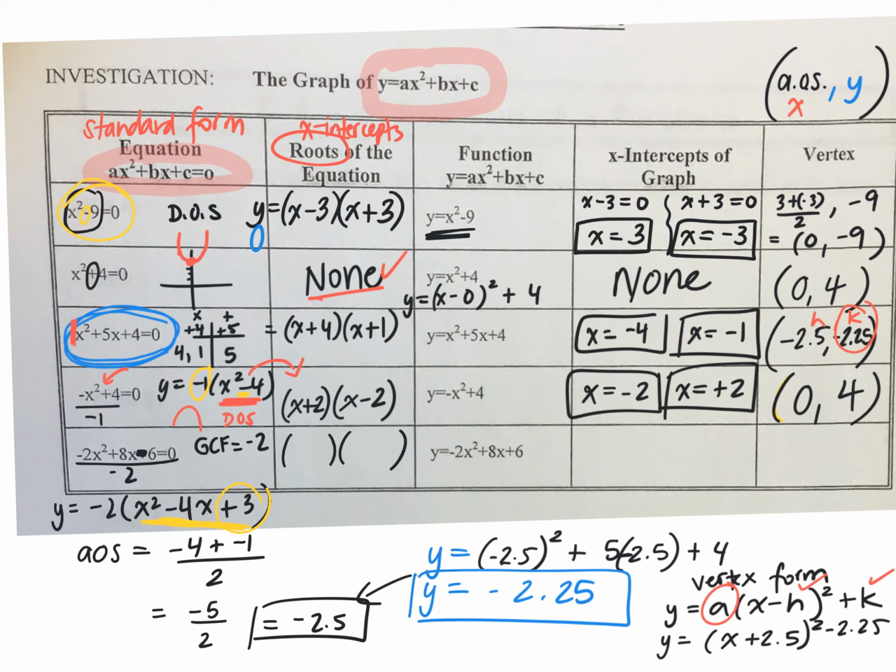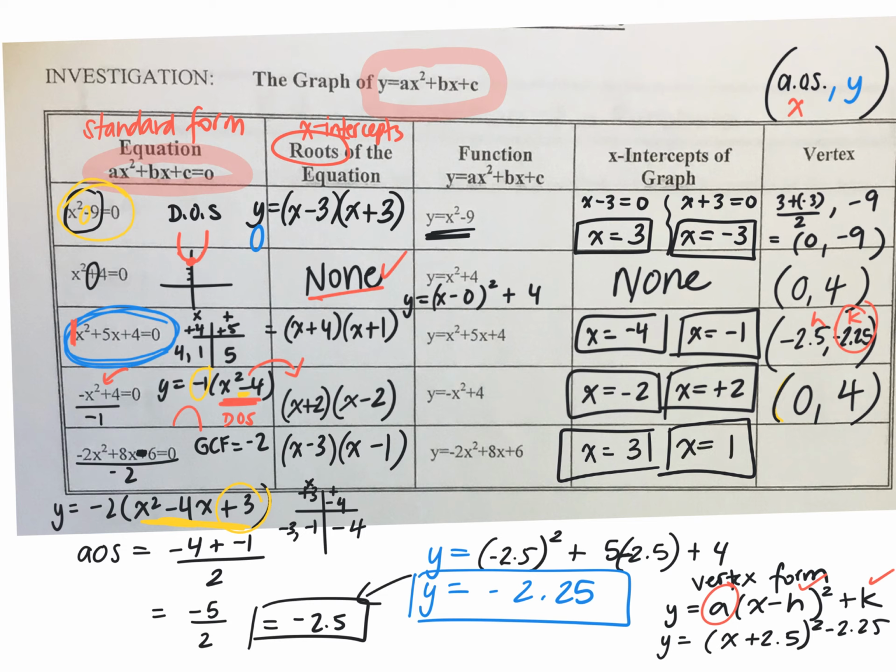What are two numbers you can multiply together to give you positive 3, and add up to negative 4? Negative 3 and negative 1 give you positive 3, and it adds up to negative 4, right? So x minus 3 and x minus 1. So what are the two x-intercepts? Positive 3 and positive 1.